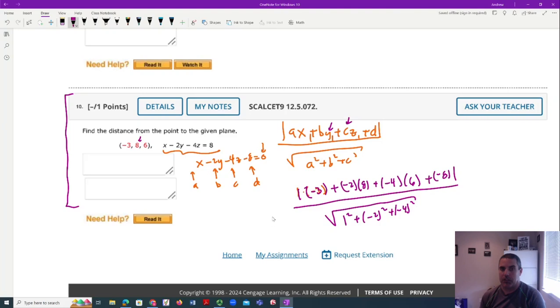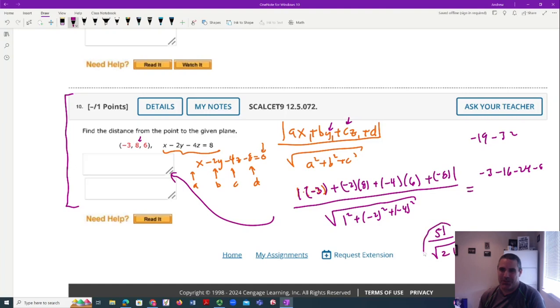But ultimately, that's a projection. That's what's going to go here. And we could simplify that. Negative 3 minus 16 minus 24 minus 8. Negative 19, negative 32... 51. The absolute value would be 51. So I'm getting 51 over... So if this is wrong, don't tell me.